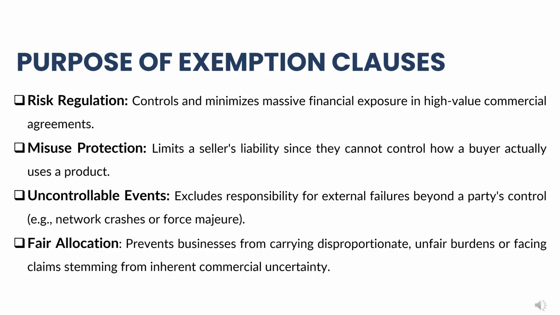In many consumer transactions, sellers cannot fully control how buyers use a product after purchase. If a customer ignores instructions or uses a product improperly, a business may attempt to limit its liability for any resulting loss or damage. Another important purpose is the management of uncontrollable events. Some losses occur because of circumstances outside a party's control, such as network failures, transportation delays, natural disasters, or other force majeure events. Exemption clauses can help allocate responsibility for these unexpected situations.